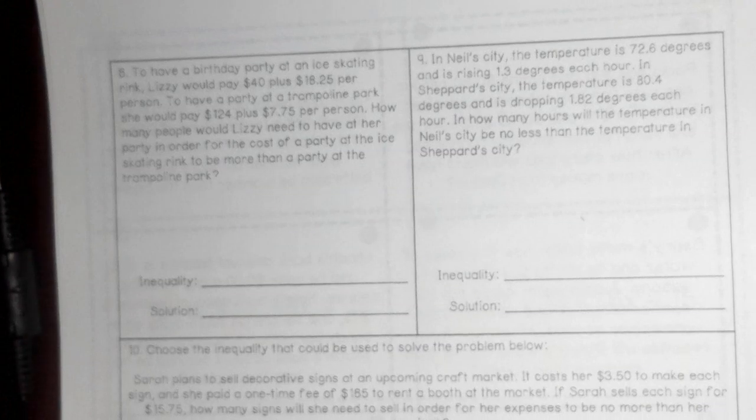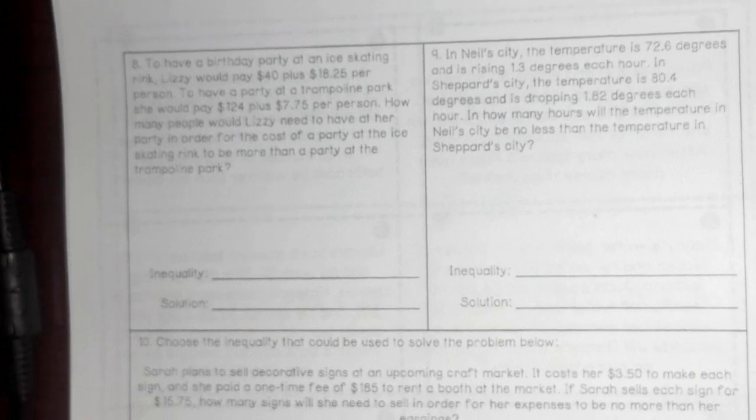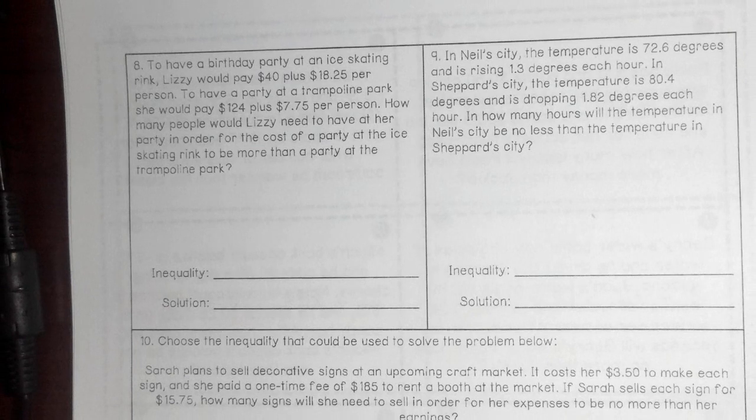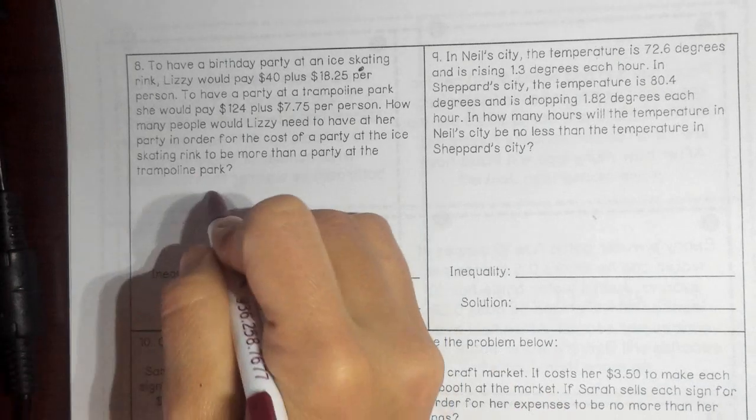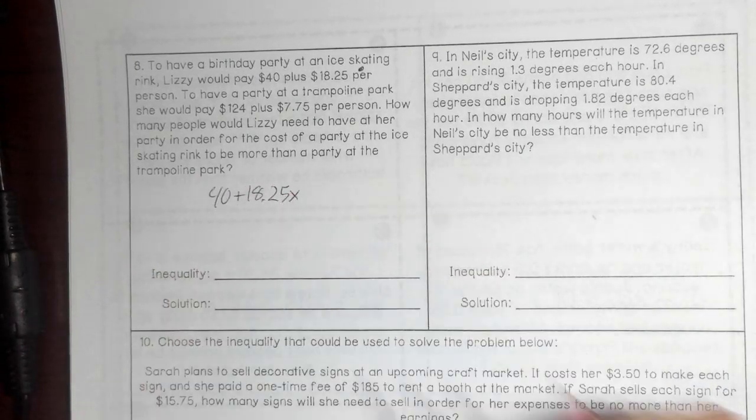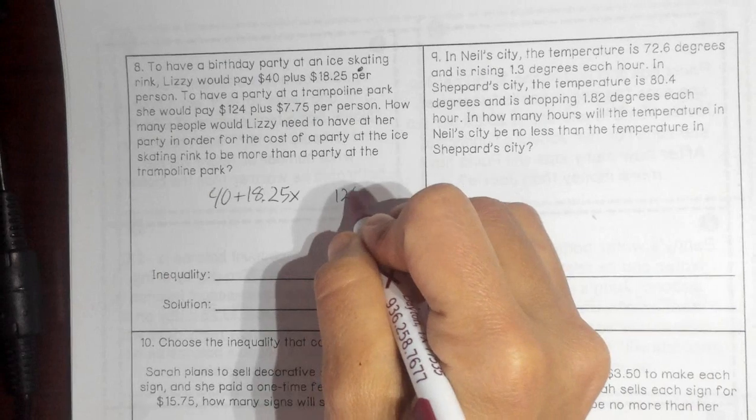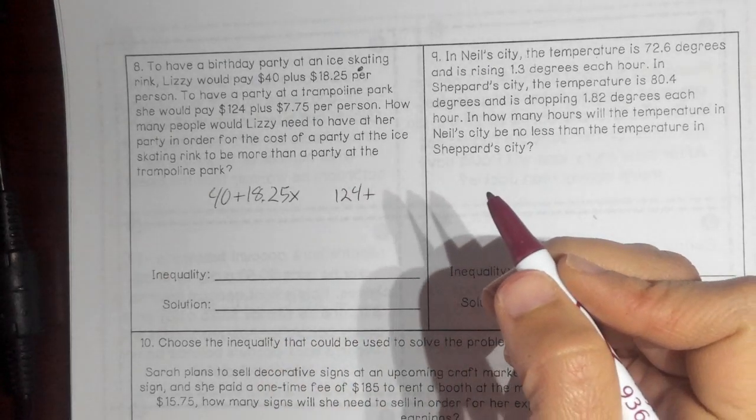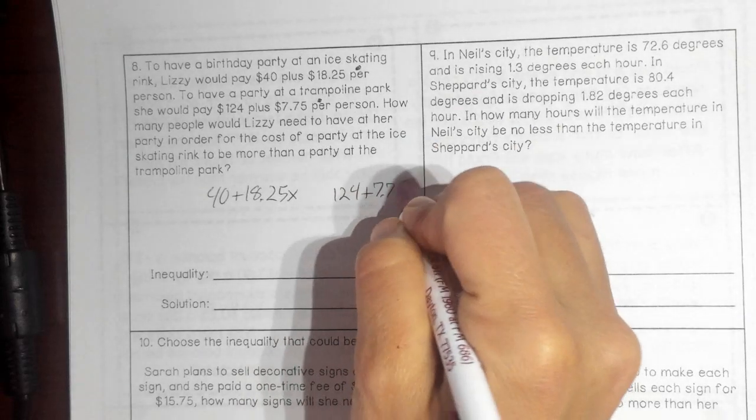Okay, number 8 says to have a birthday party at an ice skating rink, Lizzie would pay 40 plus 18.25 per person. Per is a multiplication word. You know that's going to be next to the variable. So it's going to be 40 plus 18.25x. To have a party at a trampoline park, she would pay 124 plus 7.75 per person. Again, per is a multiplication word, so it's going to be 7.75x.